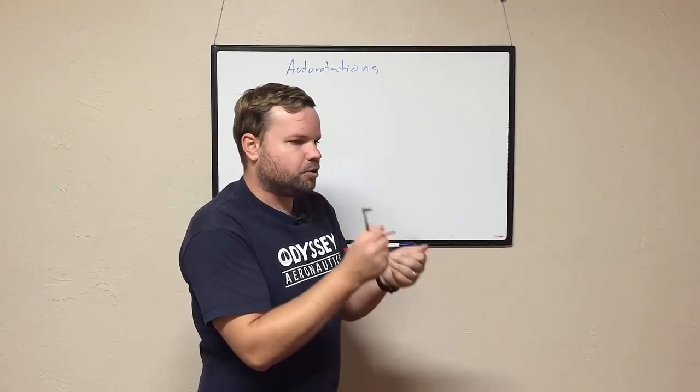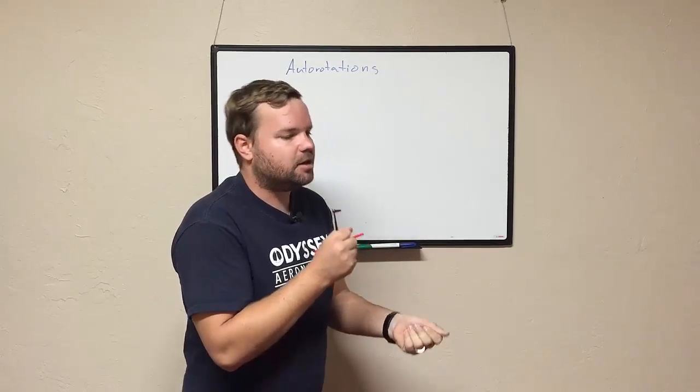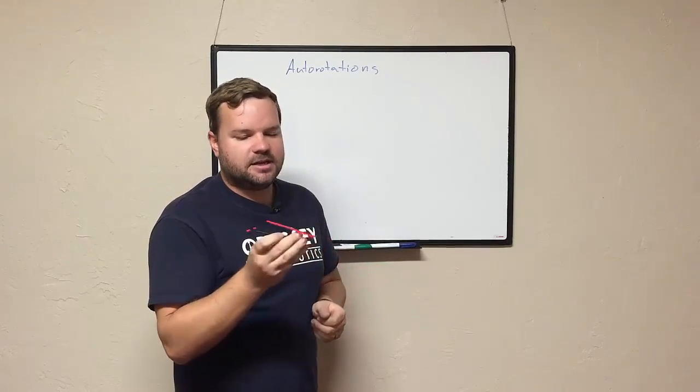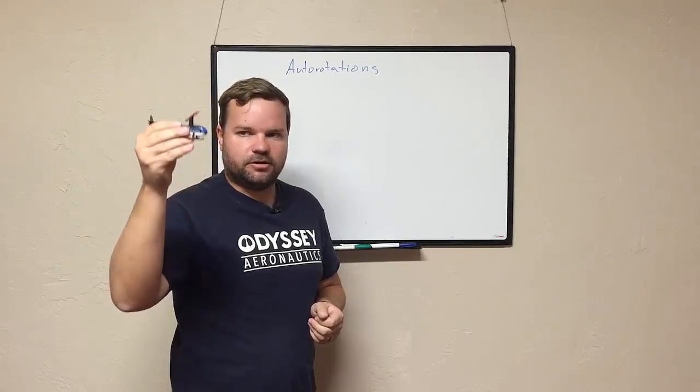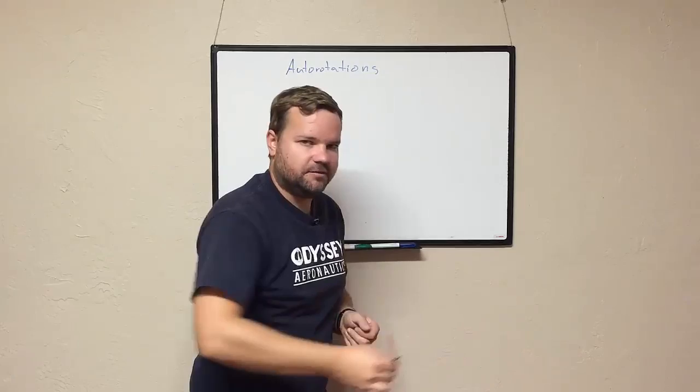So the controls work kind of more like this. Want to speed up? I got to lower collective. I want to slow down? I got to raise collective. And that's how you can take a helicopter in an autorotation and you can go from 65, slow it on back to 45, speed it on back up to 65 knots.